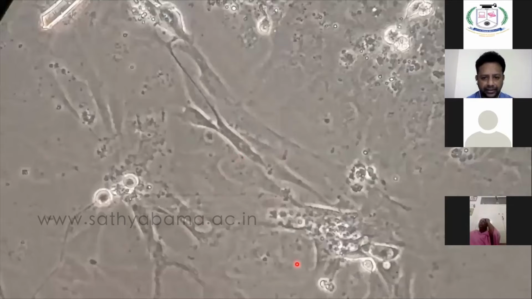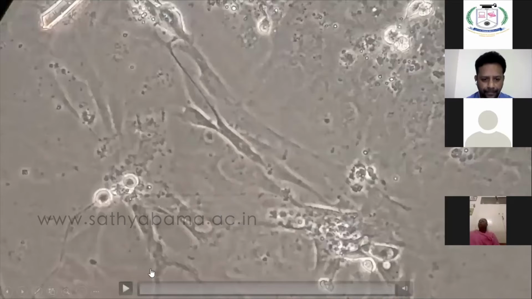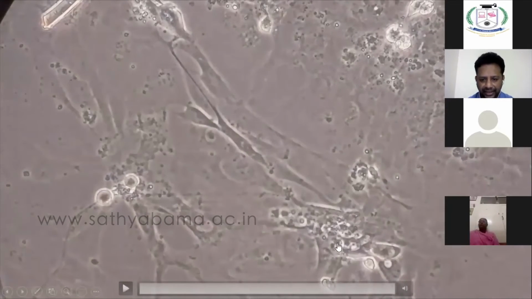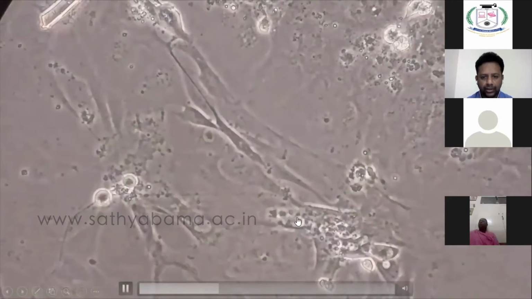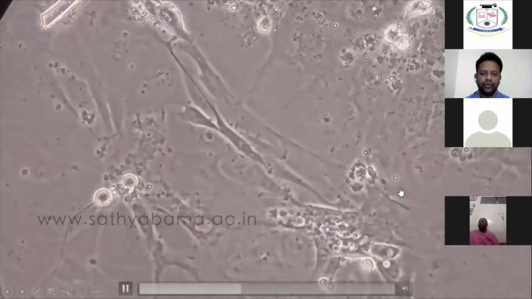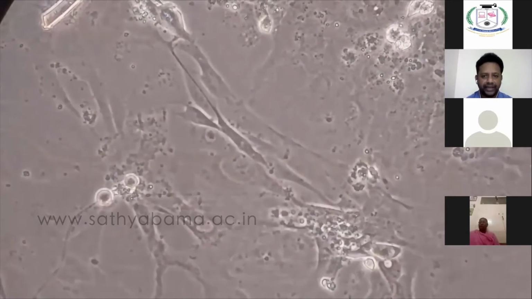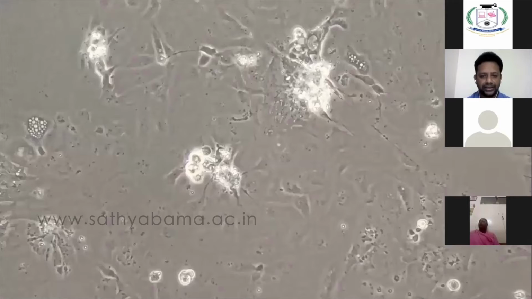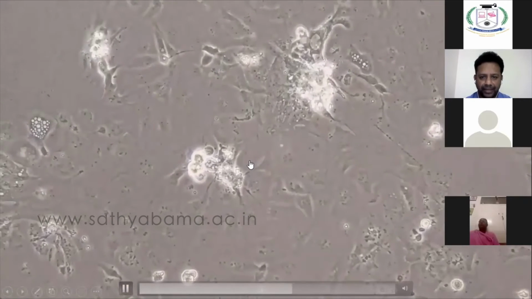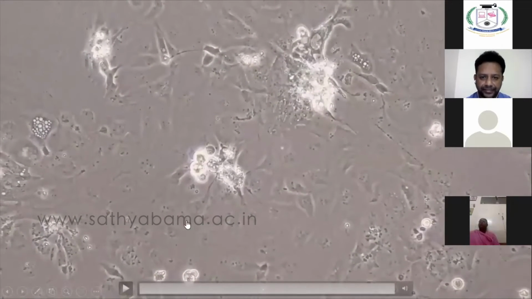cardiomyocytes. Just a minute, I think the video is not playing. You can see there is a pumping movement of these cells here. So in the culture, these cells spontaneously differentiated into cardiomyocytes. If you want to trigger them towards cardiomyocytes, you use some cocktails, so you can also trigger them towards heart cells. But this happens spontaneously. This is another phase of the same flask. You can see here.